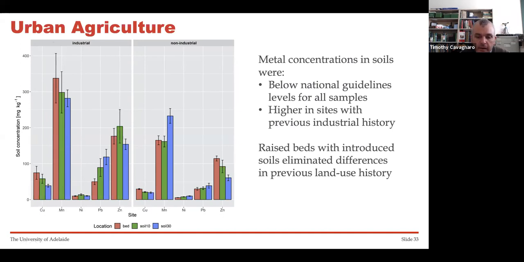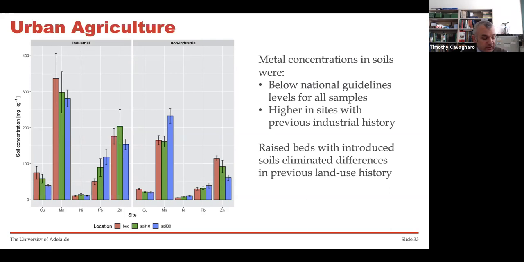The key take home here is that the metal concentration in soils were below national guideline levels for all samples. So that was some good news. But it was, however, higher in sites where there was previous industrial history. So there was a legacy of previous industry on those sites. But using raised beds with introduced soil eliminated those differences in previous land use history. So even if you have a site where you have an industrial history, by using the raised beds, that's one of the ways that people can try and overcome some of those sorts of legacy effects.